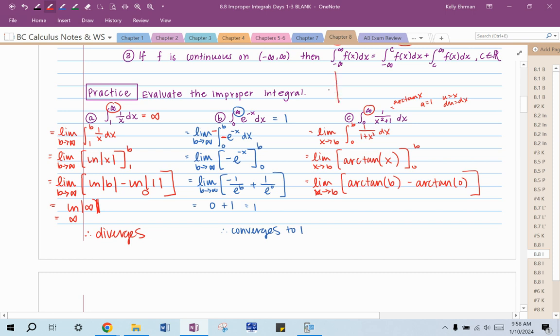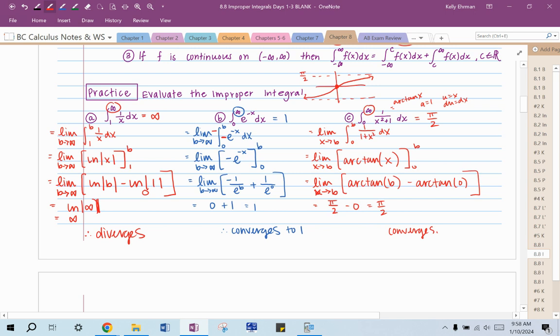The arctangent graph is a good one to have in your mind. It has horizontal asymptotes at plus or minus pi over 2. And it looks like a tangent branch, but kind of rotated around, I guess. So the limit as b approaches infinity, yeah, b is infinity, is pi over 2. And arctangent of 0 is 0. So I got pi over 2 for this one. That means that this integral converges, and it converges to pi over 2.